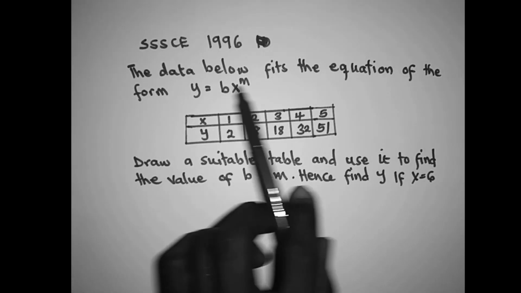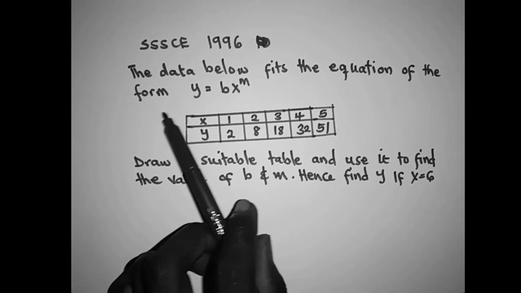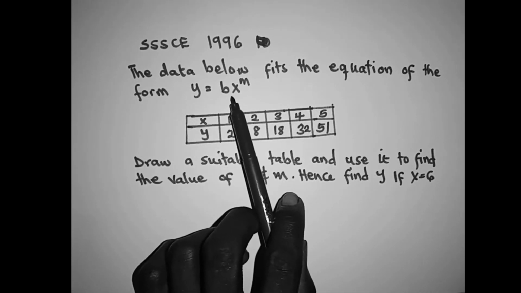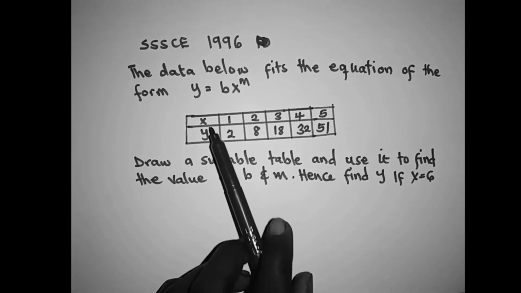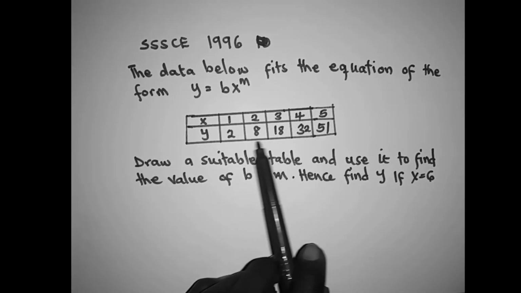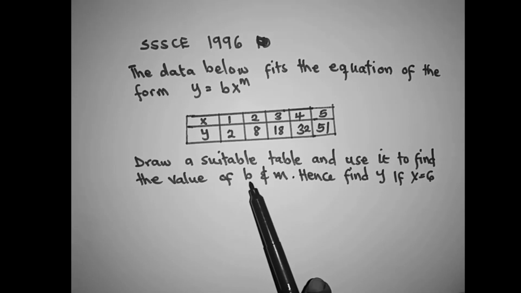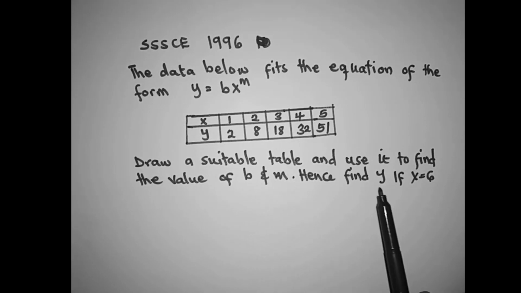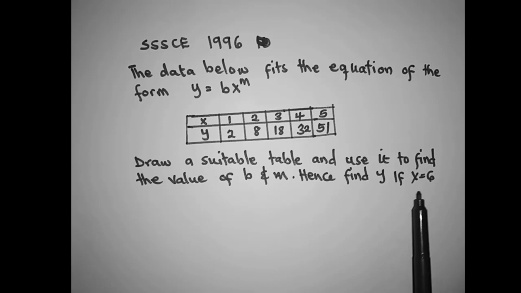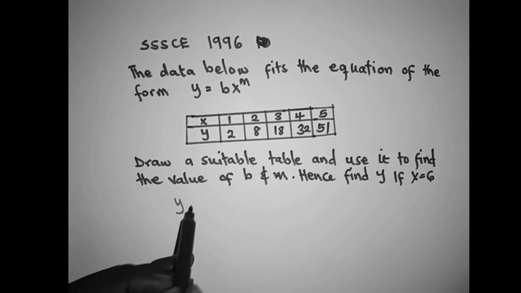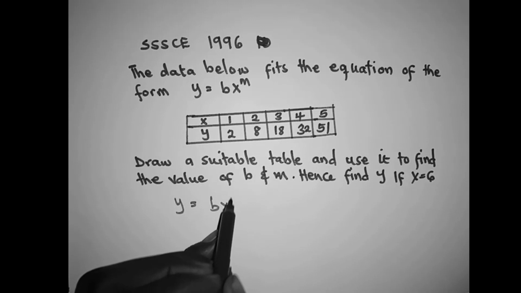The data below fits the equation of the form y equals b x exponent m, and these are the x and y values. So draw a suitable table and use it to find the value of b and m, and hence find y if x equals 6. y is equal to b x exponent m.